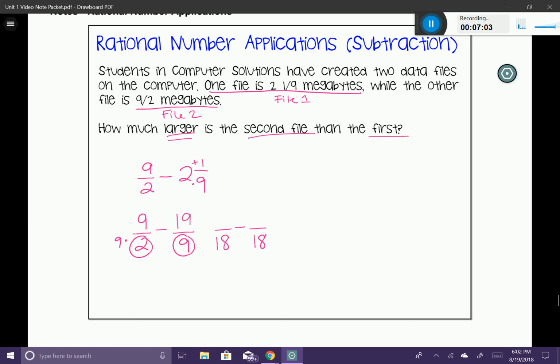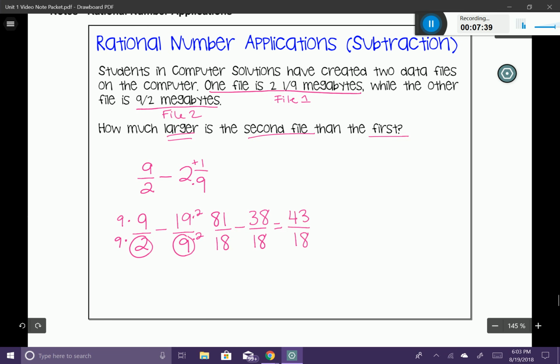Now we need to multiply the same thing. 9 times 9 is going to be 81 in my numerator of the first fraction. Okay, now going from 9 to 18, I multiplied it by 2. So I also need to multiply the numerator by 2 as well. So 19 times 2 is going to give me 38. Now that I have my common denominator, all I need to do is subtract my numerators. So that's going to leave me with 43 over 18.